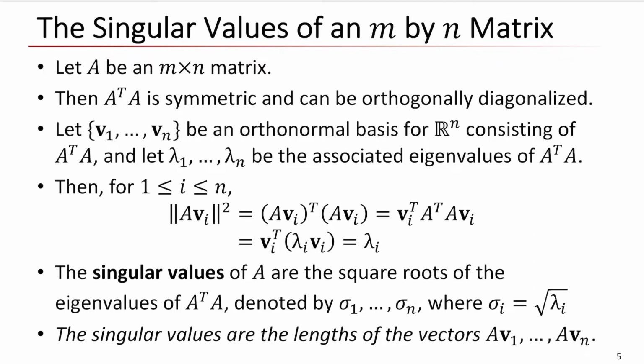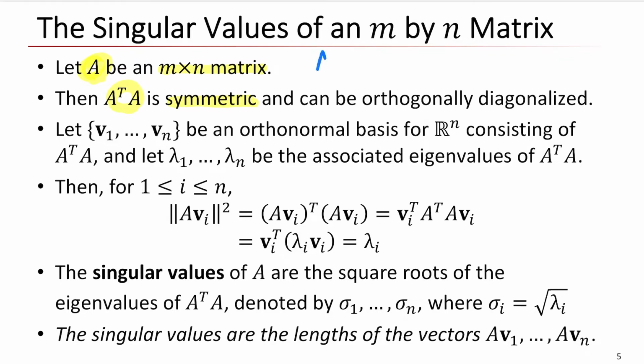Okay, so let's start. First of all, let A be an m by n matrix. Then we can easily find out that A transpose A is a symmetric matrix. A transpose A is a symmetric matrix, right?